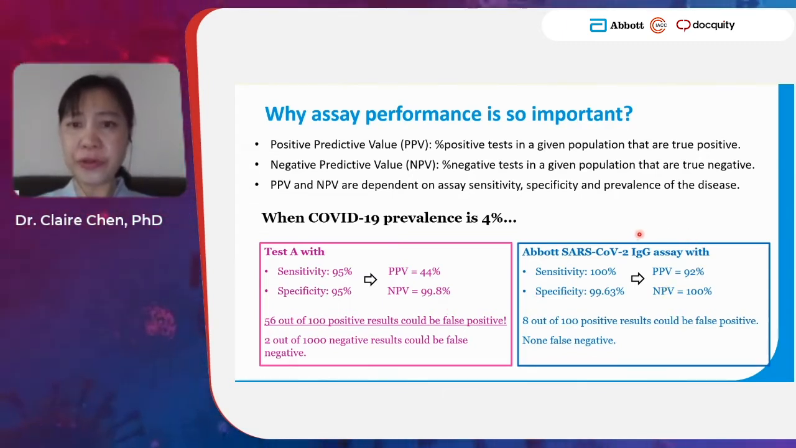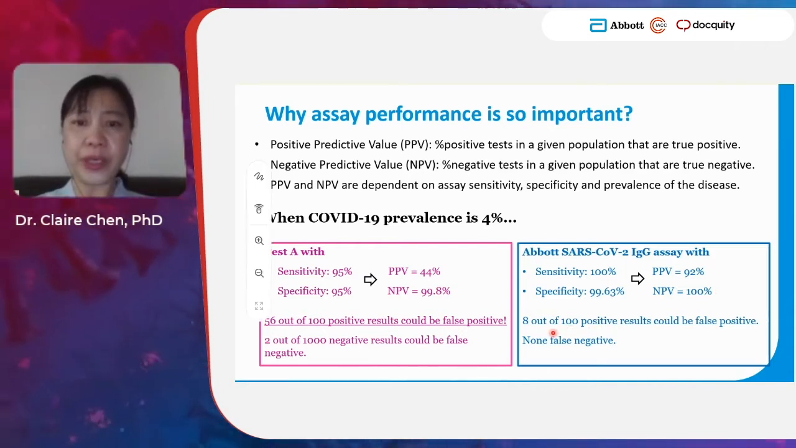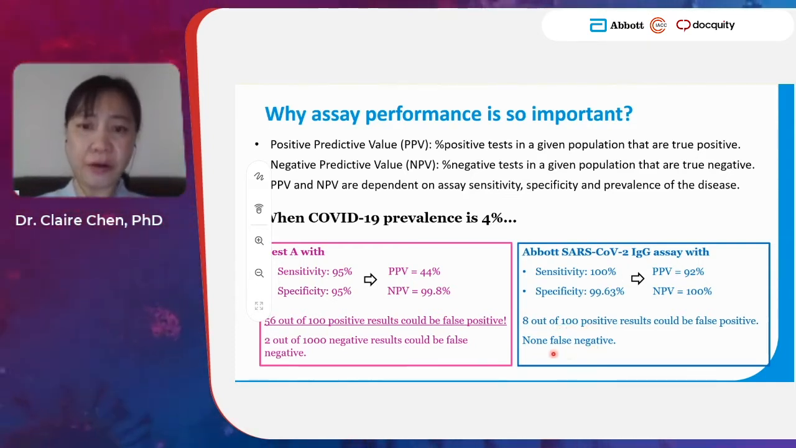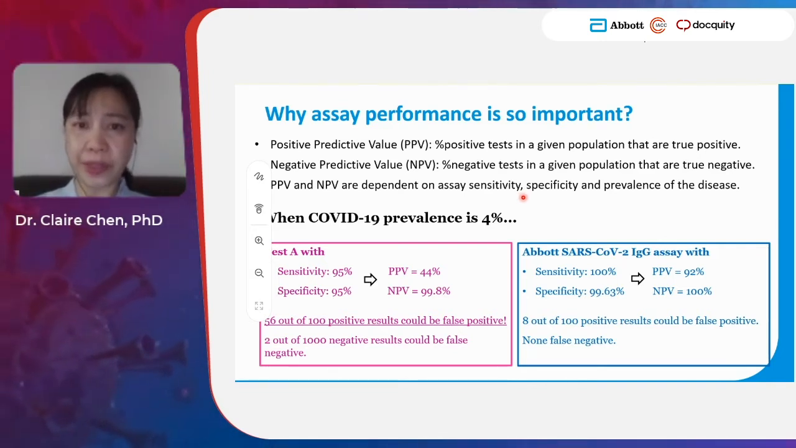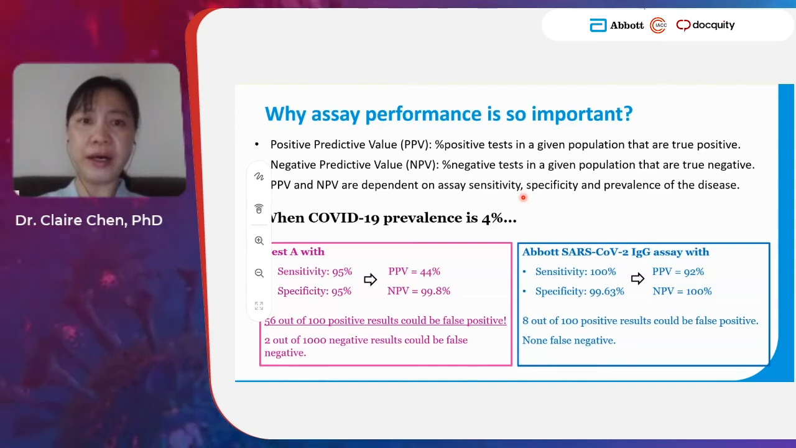But if you use a high performance assay like our assay, with a sensitivity of 100% and a specificity of 99.63%, the PPV would be 92% and the NPV would be 100%. That means only 8 out of 100 positive results are false positive, and none of them will be false negative. So in terms of assay sensitivity and specificity, it's not only about the numbers. It's a real impact to your day-to-day work.